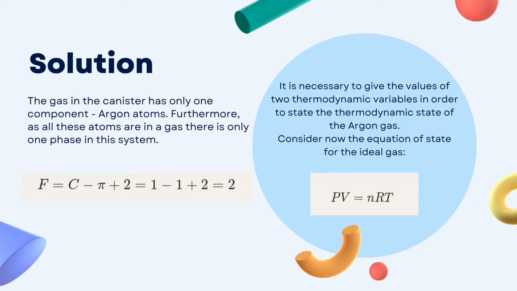Consider now the equation of state for an ideal gas, which is P times V equals N times R times T. If you are given the temperature and the volume, you can determine the pressure of the gas using this expression. Similarly, if you are given the pressure and the volume of the gas, you can determine its temperature. In other words, once you are given the values of two thermodynamic variables, you have fully characterized the gas's thermodynamic state. The equation of state for an ideal gas is thus consistent with the Gibbs phase rule.